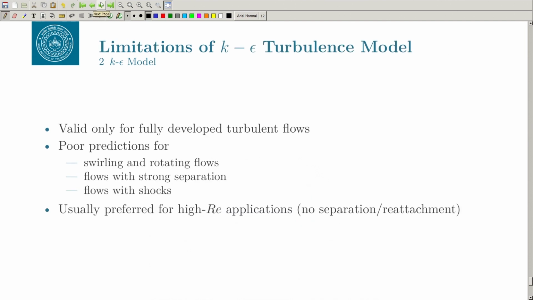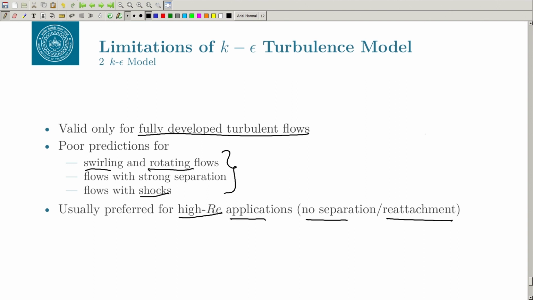Finally, we have the limitations of the K-epsilon turbulence model. It is valid only for fully turbulent flows. It will give poor predictions, as we expect, for rotating flows and swirling flows. Despite the fact that we have incorporated the low RE model, it is not very good for flows with separation, or even with shocks, or if there is a lot of swirl or rotation. The assumption of local equilibrium breaks down, and this does not give you a good prediction. So, this is usually preferred for high RE applications where there is no separation or reattachment.